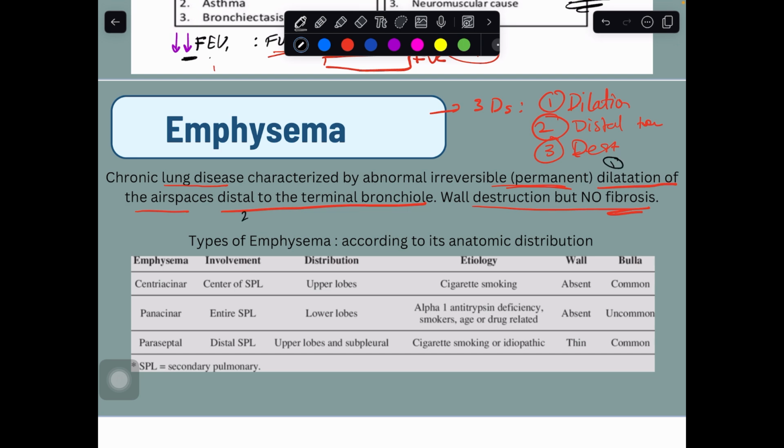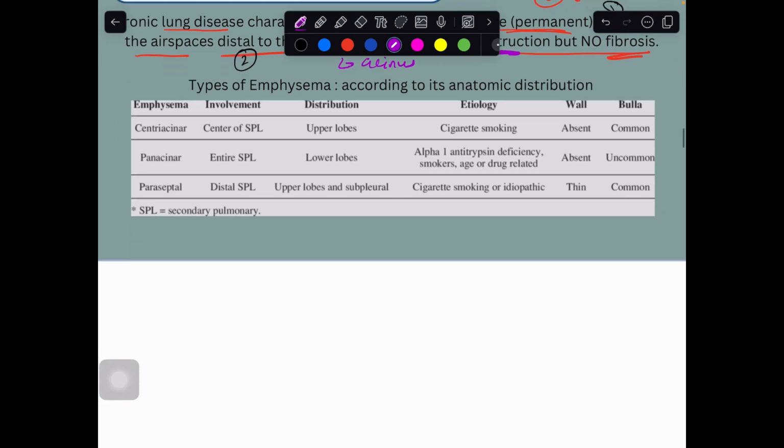Distal to the terminal bronchiole. What was the other name for the region that is distal to the terminal bronchiole? It was the acinus, remember? That's what we explained in the anatomy. And there is wall destruction, but no fibrosis. Now, why is this dilation of the air spaces happening? The dilation of the air spaces is happening because of wall destruction. Like, why is the wall destroyed?